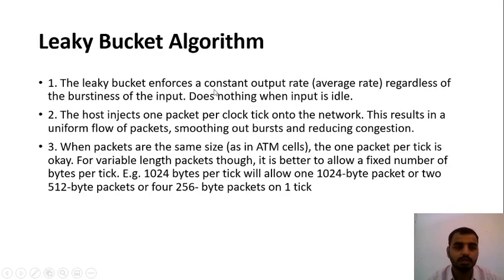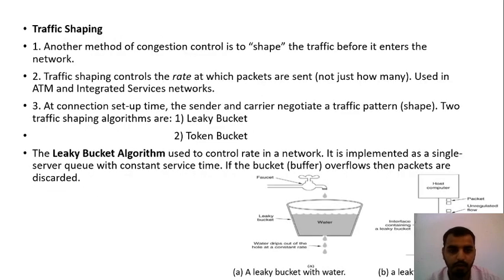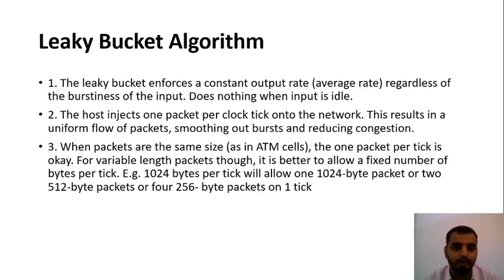Now, what is the leaky bucket all about? The leaky bucket enforces a constant output rate, the average rate, regardless of the burstiness of the input. It does nothing when input is idle. When there is no input, there will be no output. And if the input rate and output rate are constant, then there will be no congestion. For example, it takes 5 seconds to fill the bucket and 3 seconds to empty the bucket. The bucket rate, or the filling of the bucket, will remain constant.